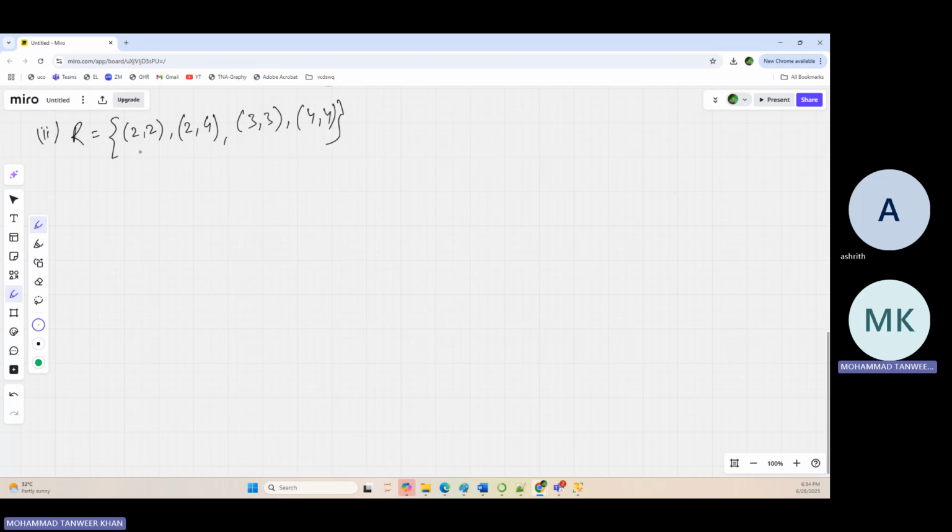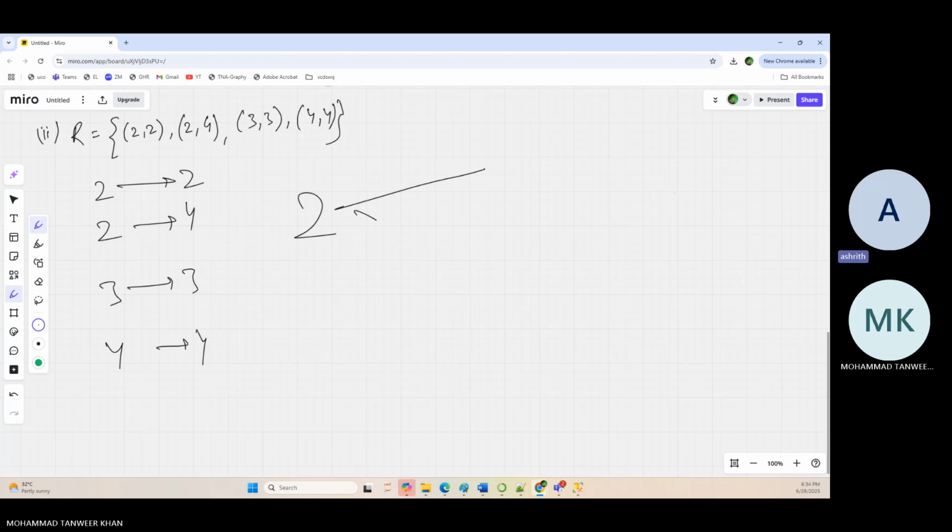You see here, input 2, what is the output? 2. Input 2, what is the output? 4. Input 3, what is the output? 3. Input 3, what is the output? 4. So the same input is giving different outputs here, no? Yes, sir. Same input 2, but different outputs 2 and 4. So this is not a function. Why? Because the same input is giving different outputs.